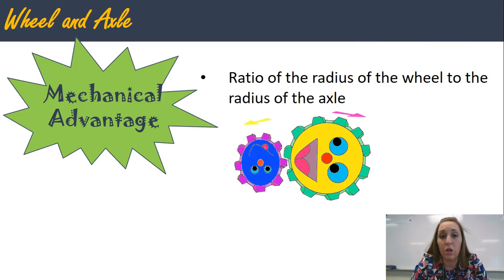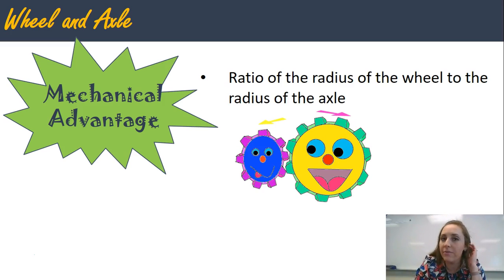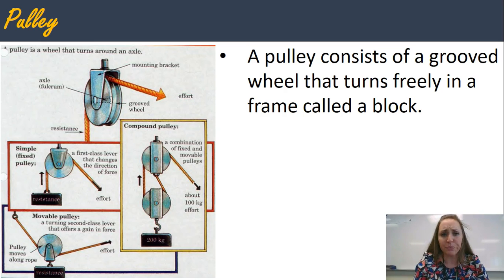So the ratio of the radius of the wheel to the radius of the axle is the mechanical advantage, and it's always going to be larger than one. What that refers to is that when the wheel goes fast, it's going faster than the axle because the wheel is larger. If they're both turning, but the wheel is larger, it's going to cover more space in one rotation, so that gives it more of a mechanical advantage.